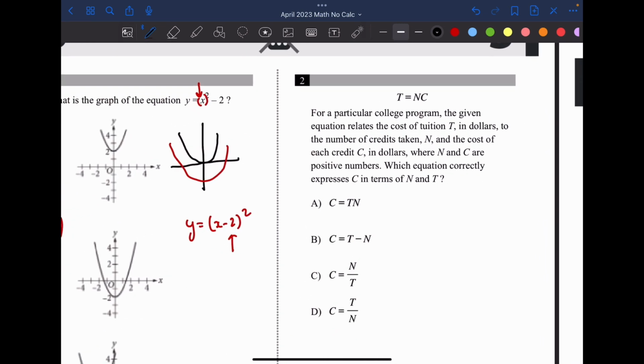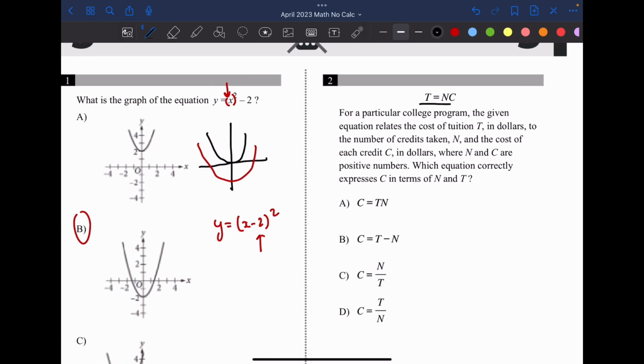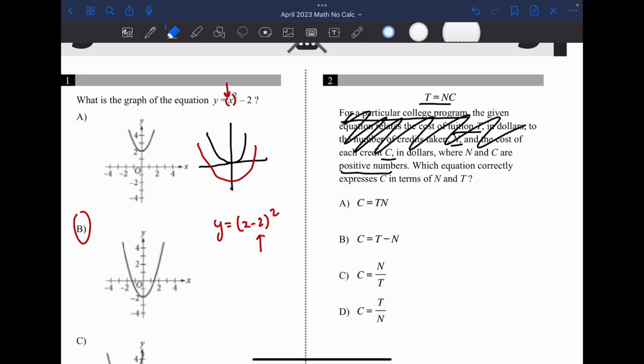Question number 2, t is equal to nc, that's just an equation, and it's a particular college program. The given equation relates the cost of tuition, t, in dollars to the number of credits taken, n, and the cost of each credit, c, in dollars, where n and c are positive numbers. So all that this says is that we don't really care about it. T, n, and c are all positive numbers. And then it says which equation correctly expresses c in terms of n and t.